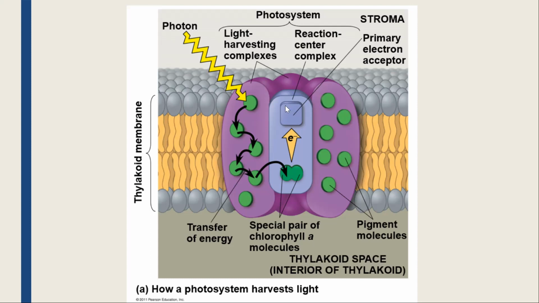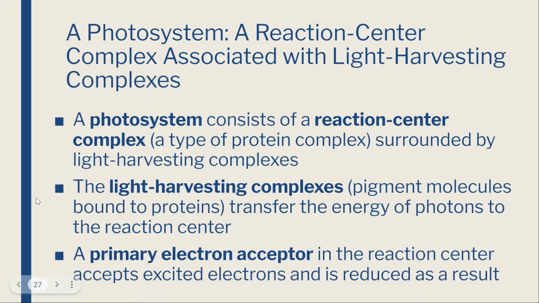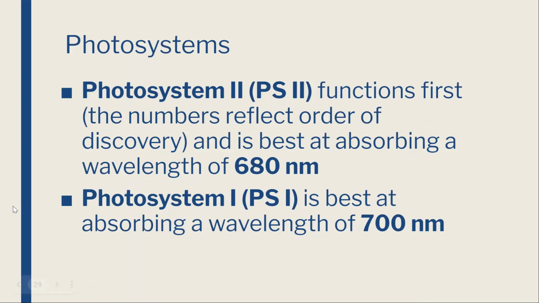And those excited electrons are going to go to a primary electron acceptor. That electron acceptor is then going to send those electrons down an electron transport chain. So it's those pigments that are absorbing the energy and transferring that energy to the electrons to get those excited so they can go down an electron transport chain. So the light harvesting complexes are going to transfer the energy to the reaction center, and then the primary electron acceptor in the reaction center is going to accept the excited electrons, and it will send that electron down the electron transport chain.